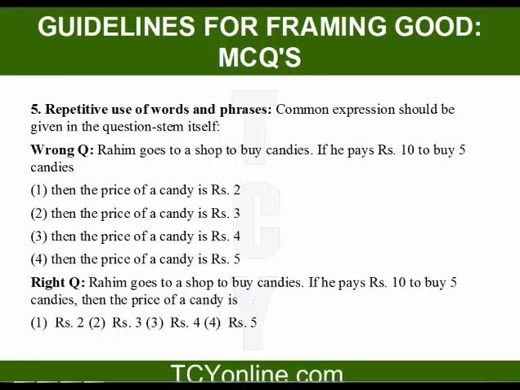Instead, the question should have been, Rahim goes to a shop to buy candies. If he pays rupees 10 to buy 5 candies, then the price of a candy is option 1 rupees 2, option 2 rupees 3, option 3 rupees 4, option 4 rupees 5.